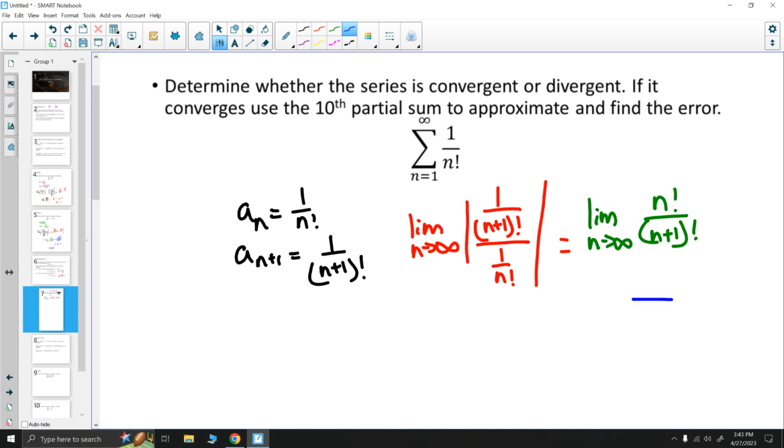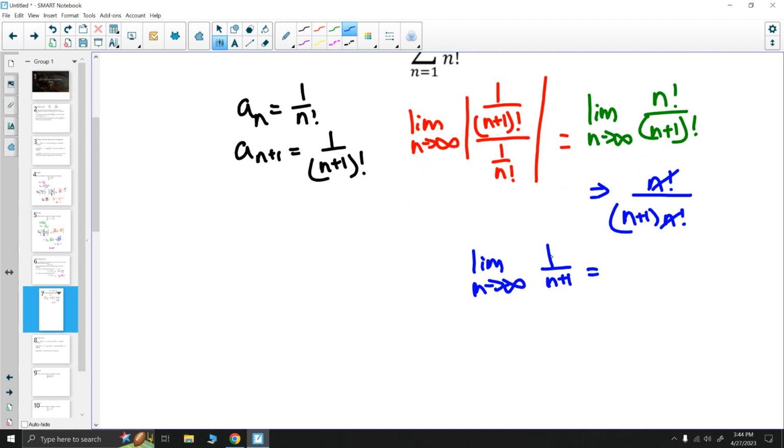But if we notice, think about what n plus 1 factorial is. That's like saying n plus 1 times n times n minus 1 times n minus 2, etc. And this would be n times n minus 1 times n minus 2, etc. So that is to say, this is n plus 1 times n factorial, and this is n factorial. So these cancel, and we get the limit as n approaches infinity of 1 over n plus 1, which is just going to be 1 over infinity, which is 0. So that's less than 1, so it is absolute convergence there.